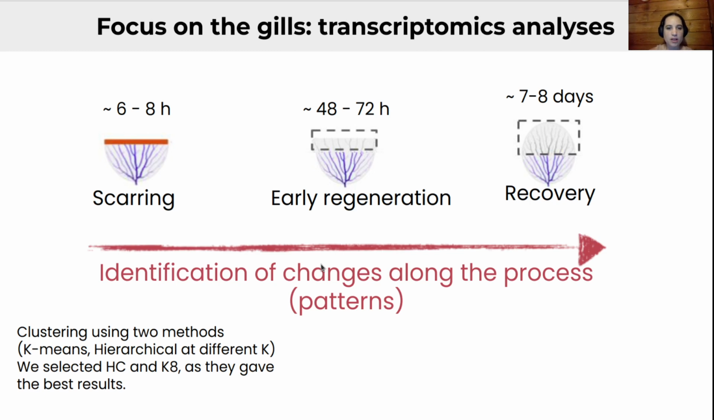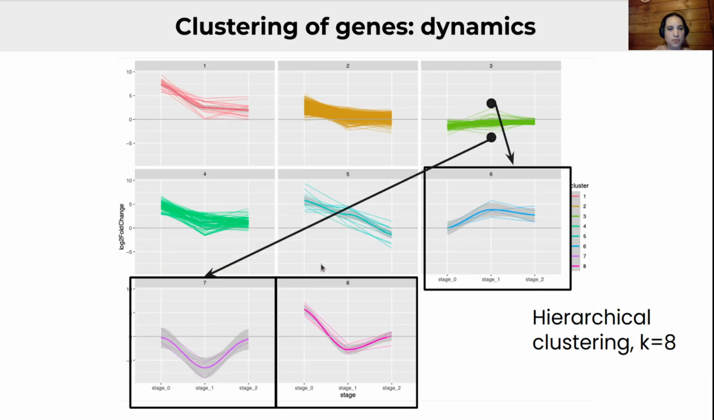So just to conclude, we identify the clustering of differentially expressed genes that act along the process, taking into account the time, like a time course experiment. We did 2 different methods of clustering, K-means and hierarchical, and a curve for optimization of the number of clusters, setting the number of clusters to 8 and using the hierarchical clustering.